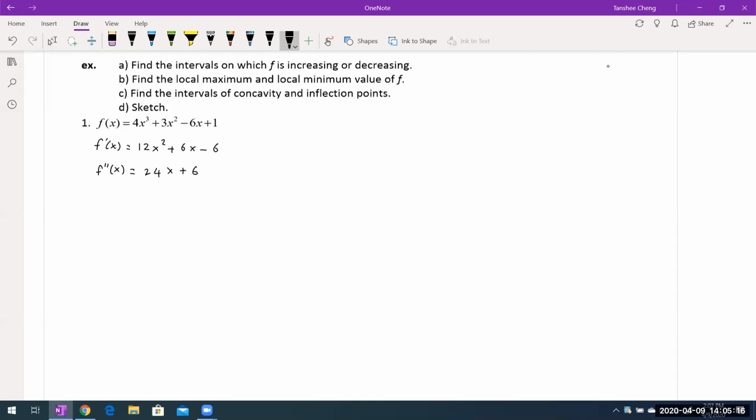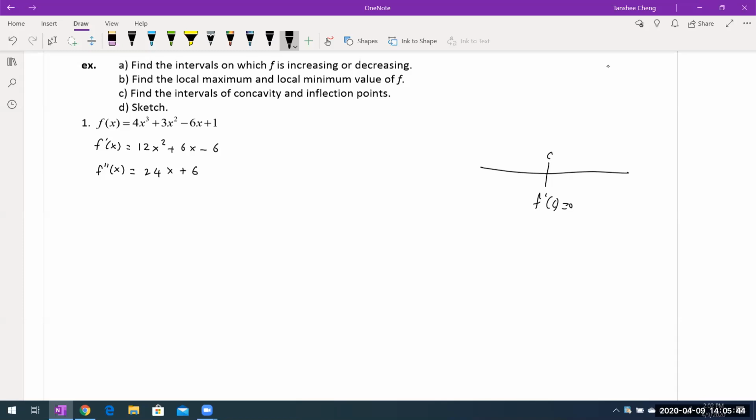So to answer part A, I need to talk about where the first derivative has a positive value, or the first derivative has a negative value, right? Because what is increasing and decreasing talking about? Here's a quick way of looking at it. And this is my number, where f prime of C is equal to 0. My first derivative is equal to 0.